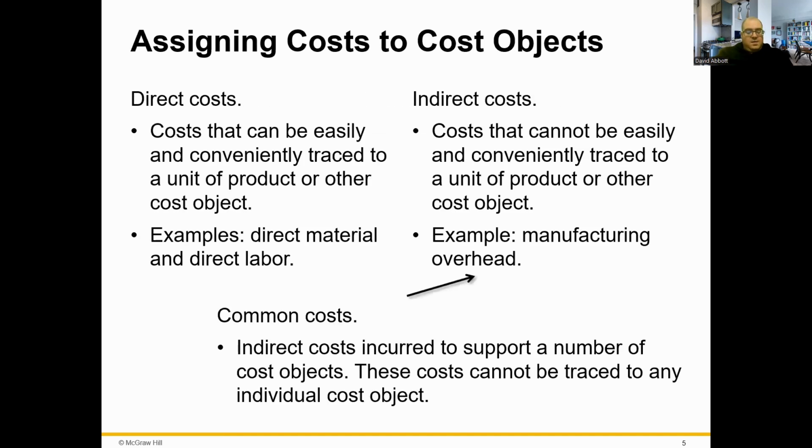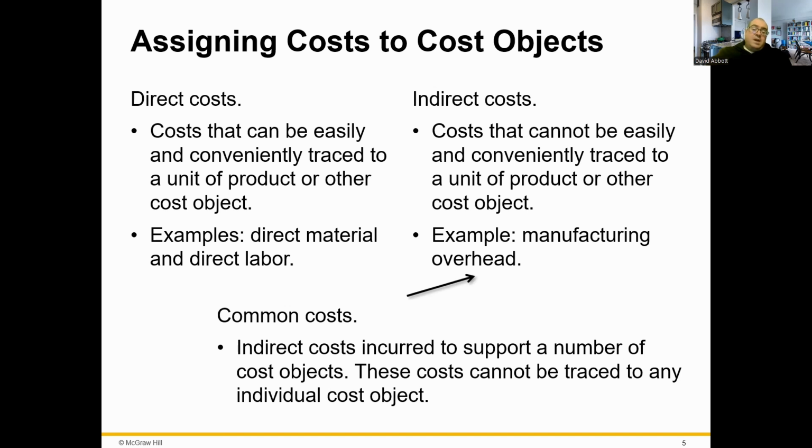So for our first section, we're looking at, first of all, a cost object. A cost object is anything for which cost data are desired, including products, customers, jobs, organizational subunits, etc.